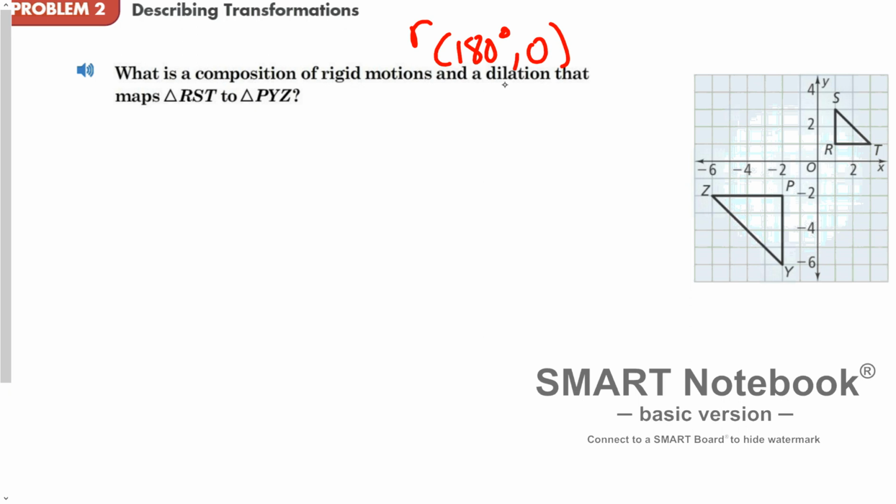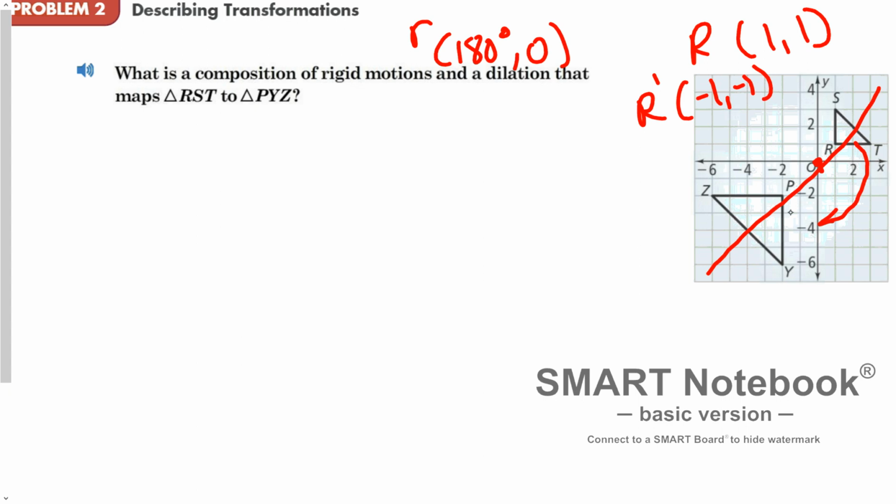What you can do here is get another piece of paper or a sticky note, draw one of them, hold your pencil down right here, and rotate it to see if it rotates 180 degrees. 180 degrees is a straight line. Usually when it rotates 180 degrees, see how we have this point R at 1, 1. When we rotate it 180 degrees, it should land at -1, -1. But we see that it doesn't, because it also has a dilation.